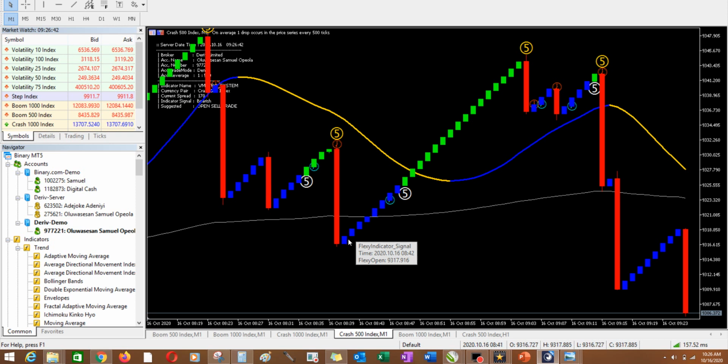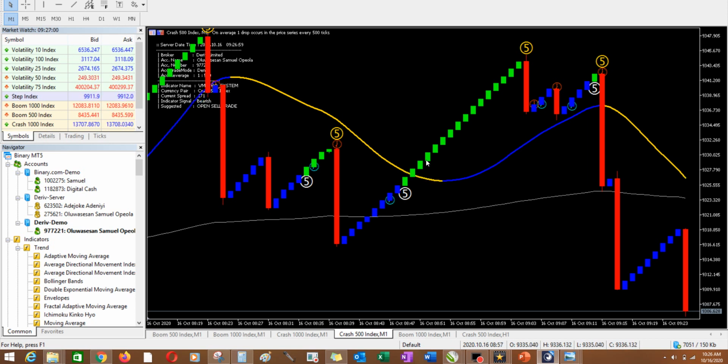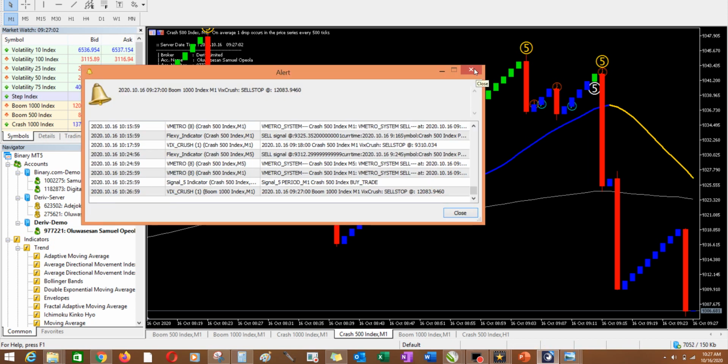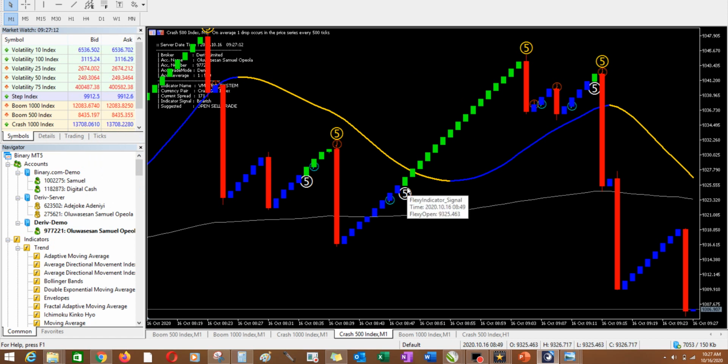Then the dark blue is for buy, which is telling you to get ready for a major buy. I'm repeating that again: the dark blue for buy is telling you to get ready for a major buy. Once it has changed from dark blue to green, then you should know that it is ready for business. That is, you can buy at that particular time. That is when your signal 5 will come out in white color, which means you can buy at that particular time. So that is very, very important.